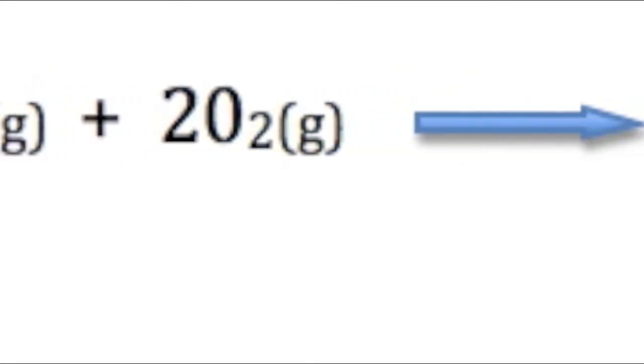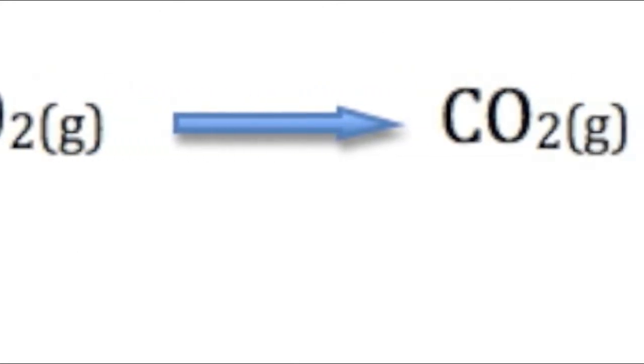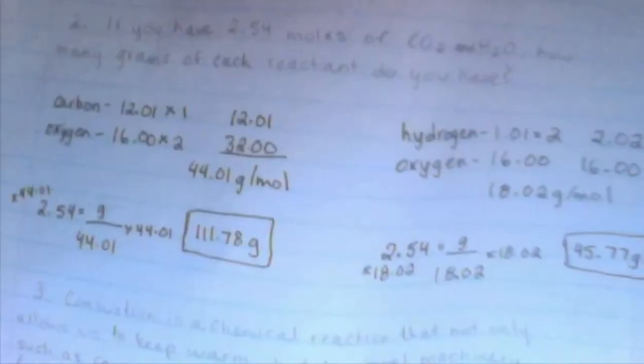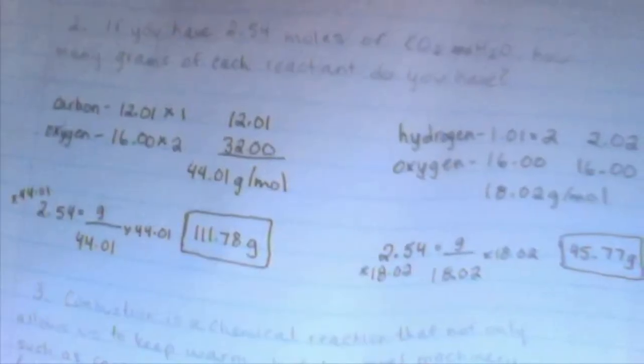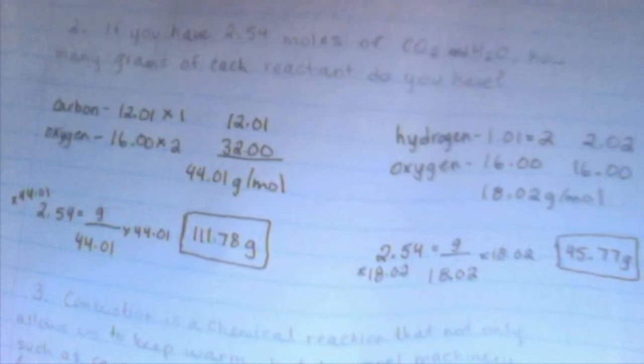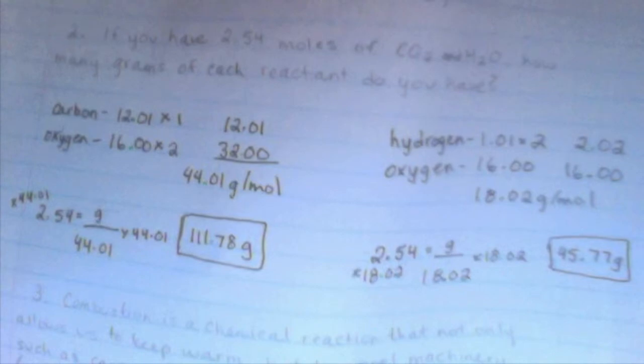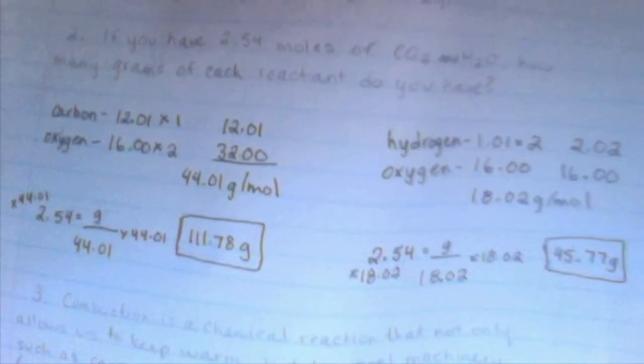Methane and 2 oxygen gases react to make carbon dioxide gas and 2 hydrogen gases. If there were 2.54 moles of carbon dioxide and 2.54 moles of water vapor, you would have 111.78 grams of CO2 and 45.77 grams of H2O.